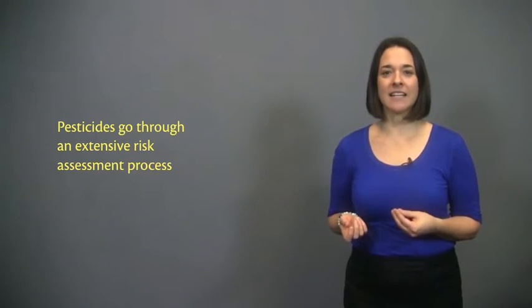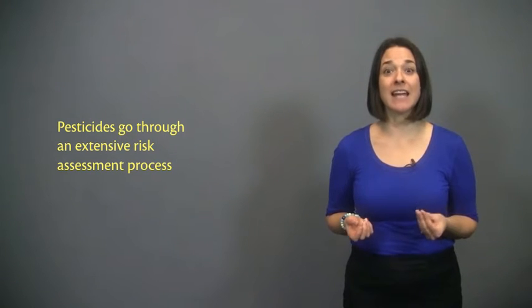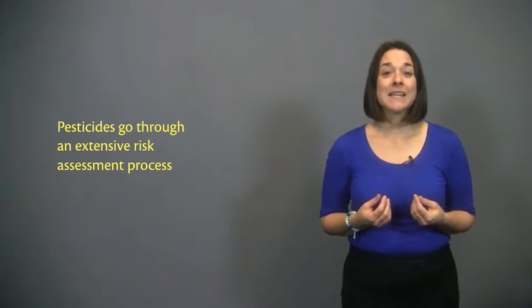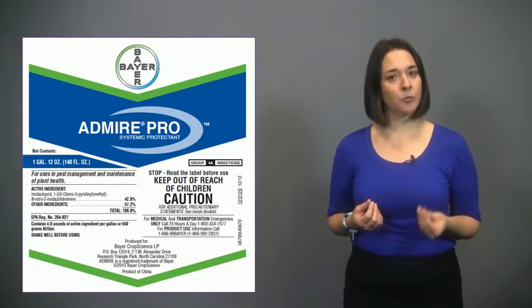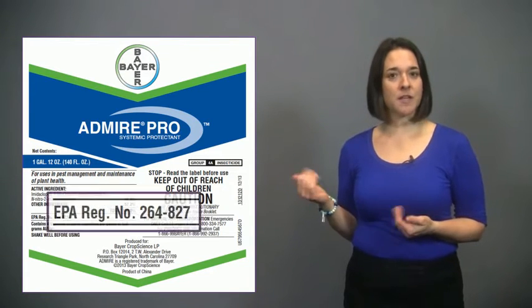Before a pesticide is even registered for use by the Environmental Protection Agency, EPA, it goes through an extensive process that can last anywhere from 6 to 9 years. Pesticides that pass the EPA risk assessment process get a unique EPA registration number that appears on the label.